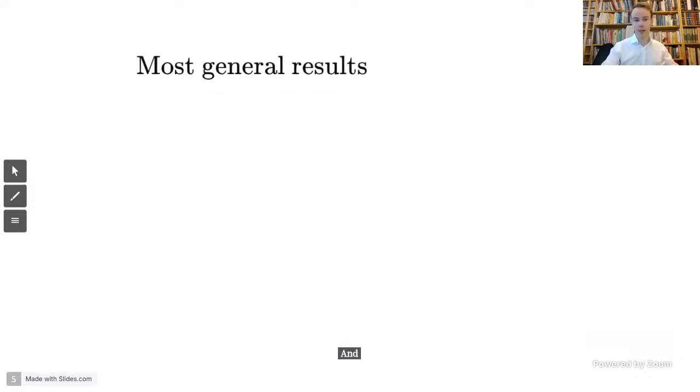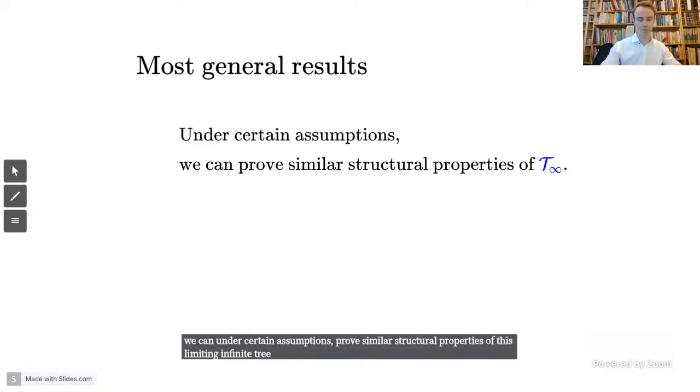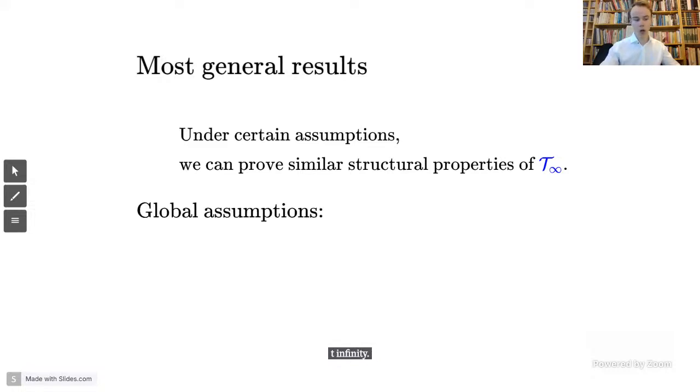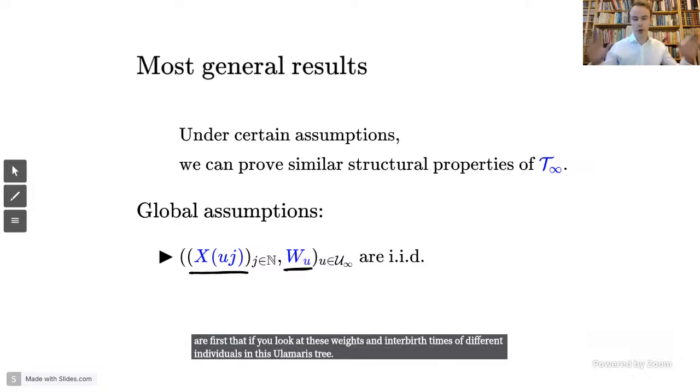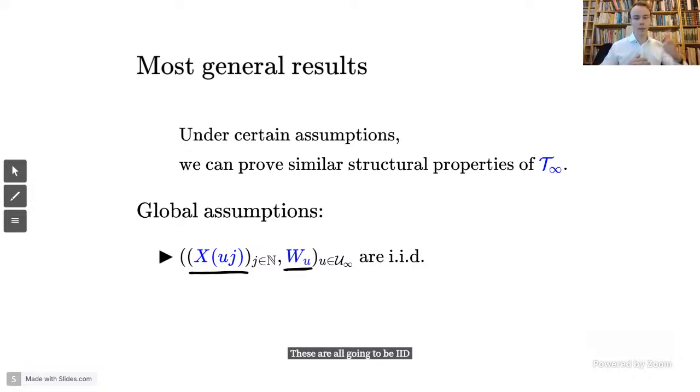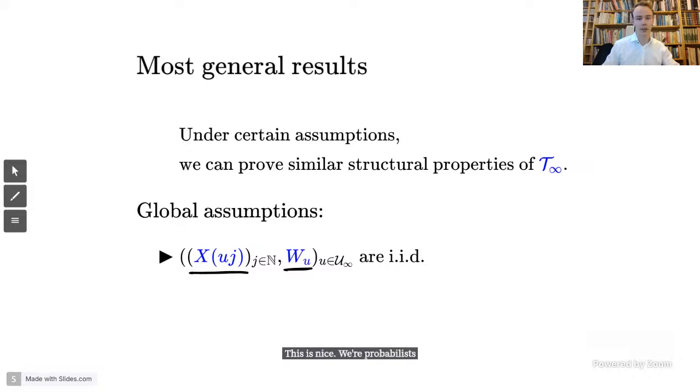And the idea is that in this most general setup, we can, under certain assumptions, prove similar structural properties of this limiting infinite tree T infinity. And so the most global assumptions that we'll work under are first that if you look at these weights and interbirth times of different individuals in this Ulam-Harris tree, these are all going to be IID. So the weights will be independent of one another, and the interbirth times of different individuals will also be independent. This is nice. We're probabilists. We like our independence. So let's assume it that way.